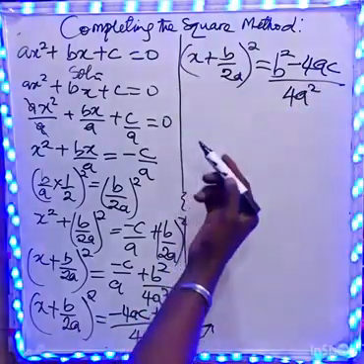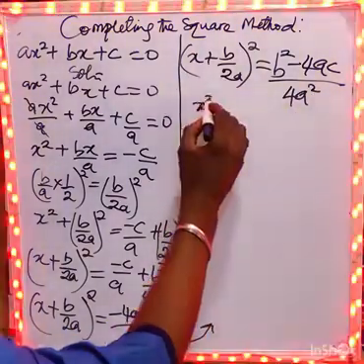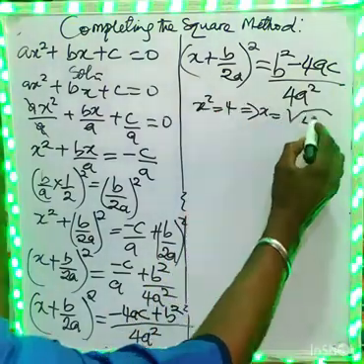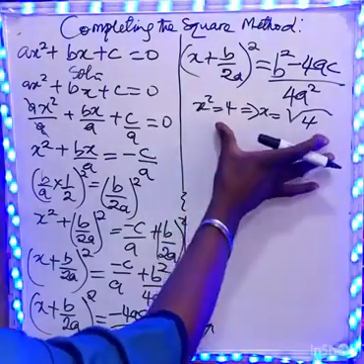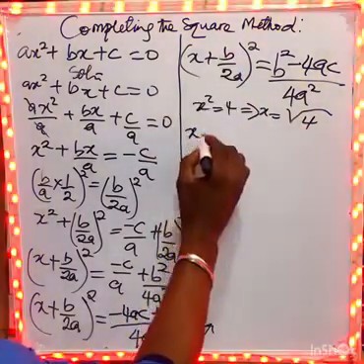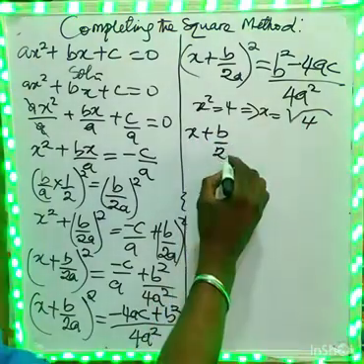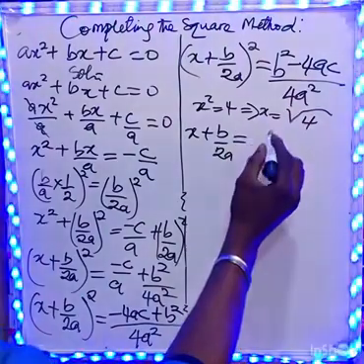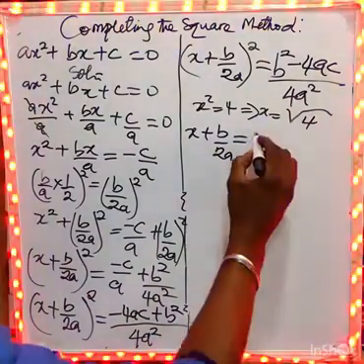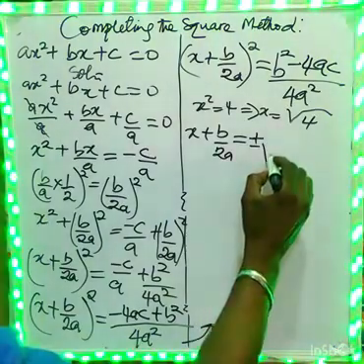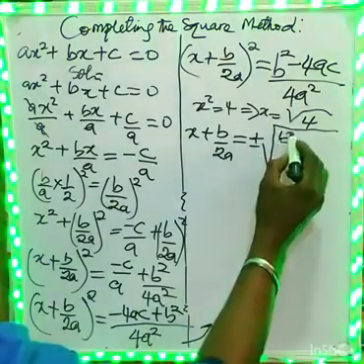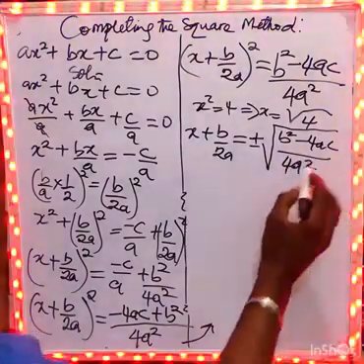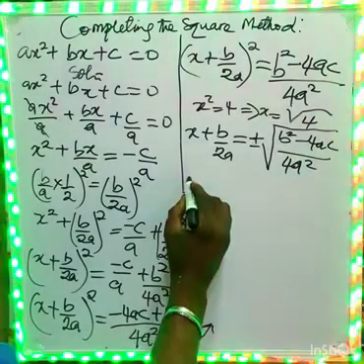Okay? Now, when you have that a squared is equal to 4, it implies that a is equal to the square root of what? 4, mathematically. So, in the same perspective, you can see that x plus b over 2a is equal to what? Plus or minus the square root of b squared minus 4ac all over 4a squared.